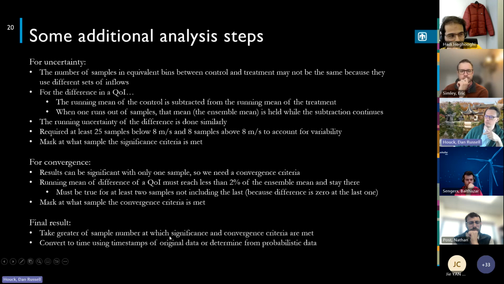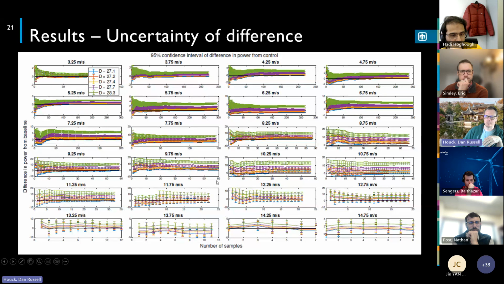You pick the bigger of the two of them, right? So you've got 2 criteria now, one for significance, one for convergence. So to make sure that they're both met, you have to go with the longer one. All right. This is really fast, I'm sorry.